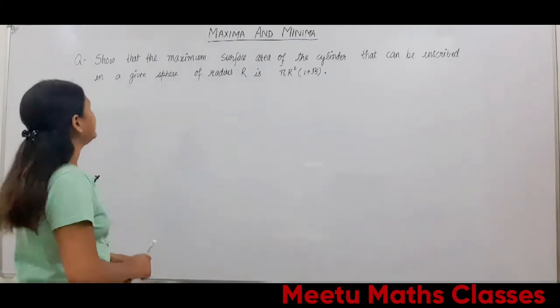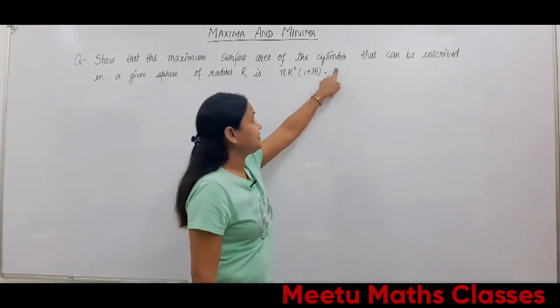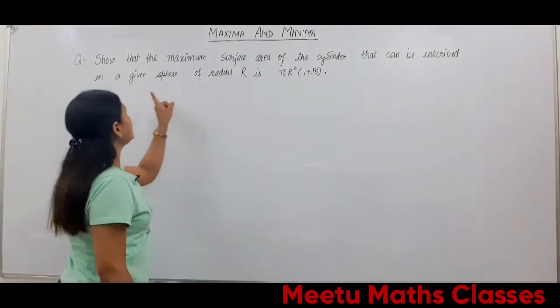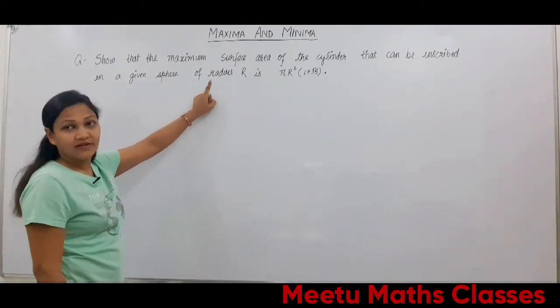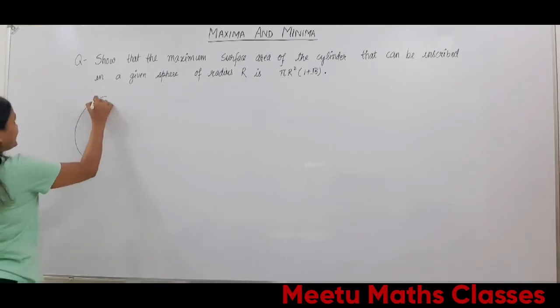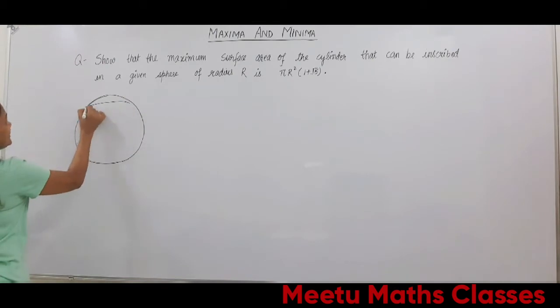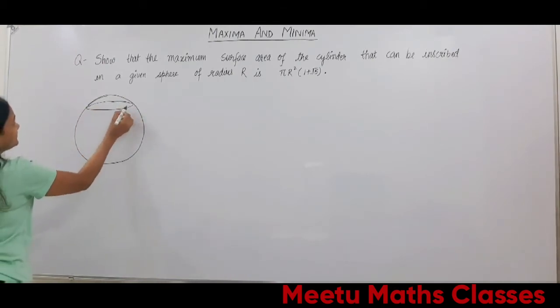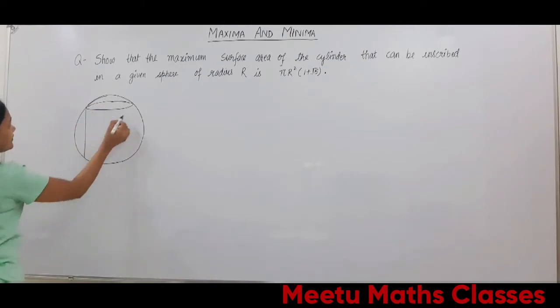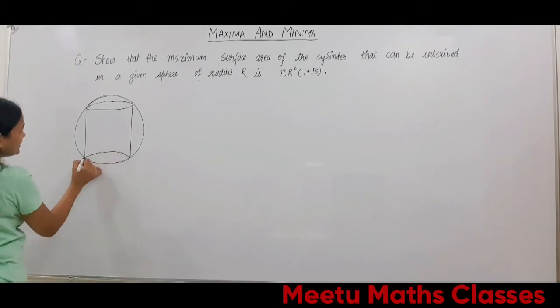The question of the day is, show that the maximum surface area of the cylinder that can be inscribed in a given sphere of radius r. तो आपको एक sphere given है of radius r and a cylinder is inscribed in it. A cylinder is inscribed in it.